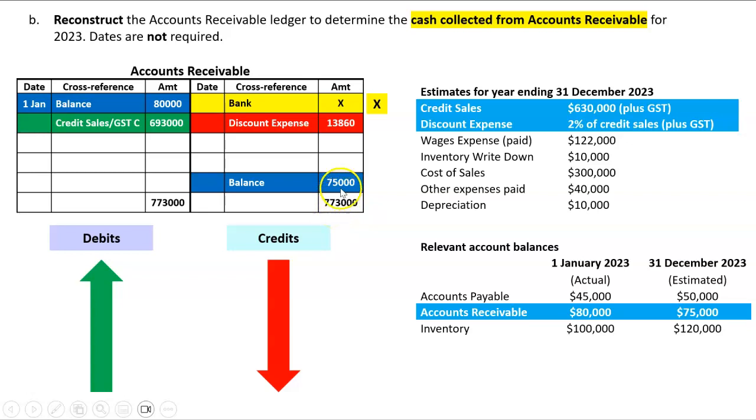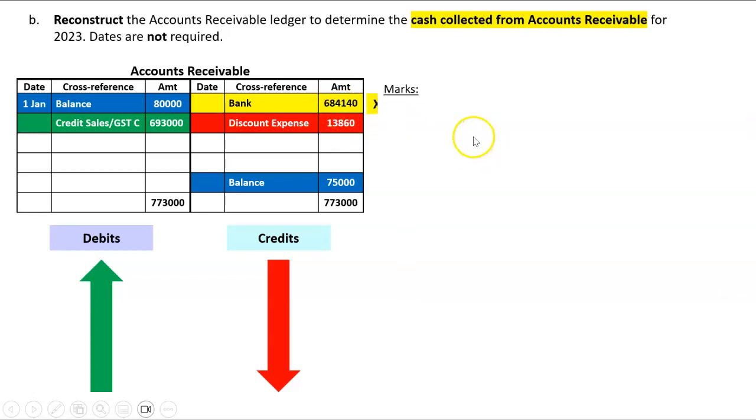And then I subtract away all the other numbers on this side. So in this case, I'm going to get my calculator and do 773,000 minus 75,000 minus 13,860, and I'm going to get 684,140, and now I have X.